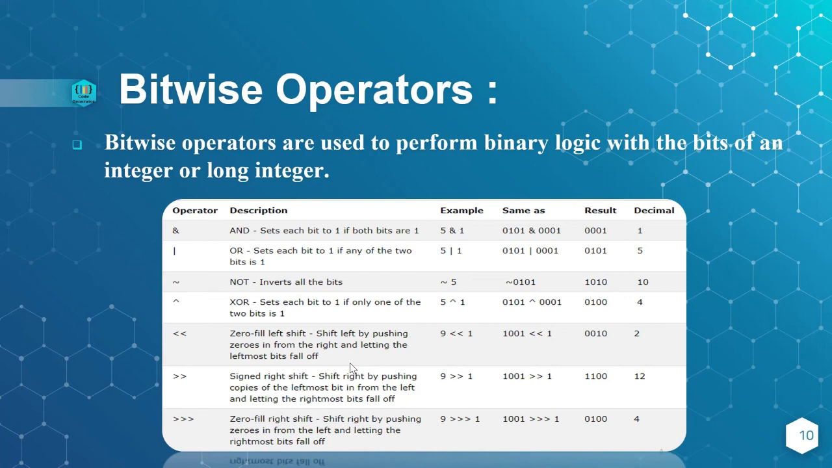Zero fill left shift. Shift left by pushing zeros in from the right and letting the leftmost bits fall off. Then, signed right shift. Shift right by pushing copies of the leftmost bit in from the left and letting the rightmost bits fall off. The last one, zero fill right shift. Shifts right by pushing zeros in from the left and letting the rightmost bits fall off.